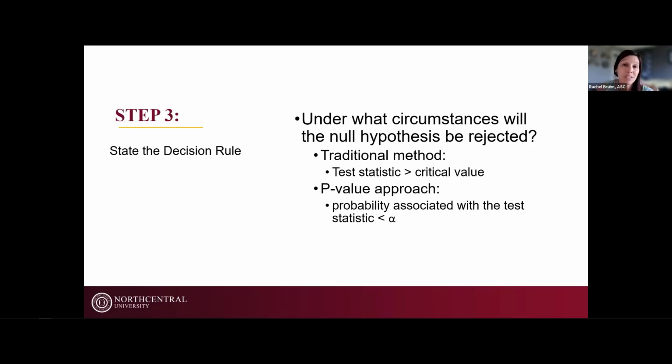There's a couple different ways that you can think about this decision rule. One is the traditional method. Now, some of your courses might teach this way, where you're comparing a test statistic to a critical value. Most of the time, especially at this level, you're running these tests using something like SPSS or Excel, and the test gives you a p-value. And so you're not actually going to use the traditional method. You're going to use the p-value approach. So what you're going to determine is if the probability associated with the test statistic is less than that significance level that you determined in step 2.